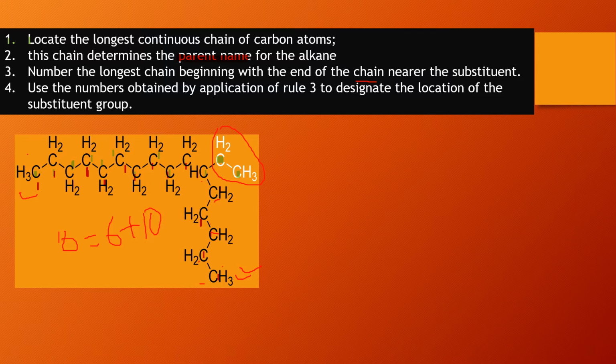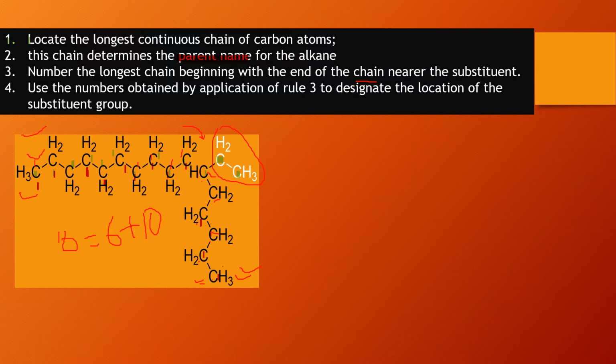If I count it from the other end, it will give a higher number. You can see here 1, 2, 3, 4, 5, 6, 7, 8, 9, 10, 11. So if I count it from here, the number is 11. But if I count it from here, 1, 2, 3, 4, 5, 6, the number is 6.